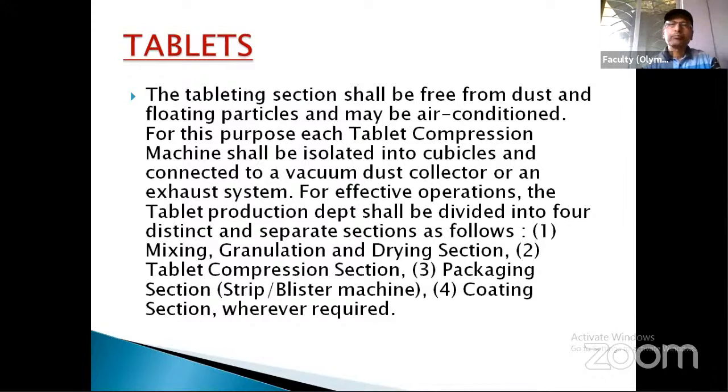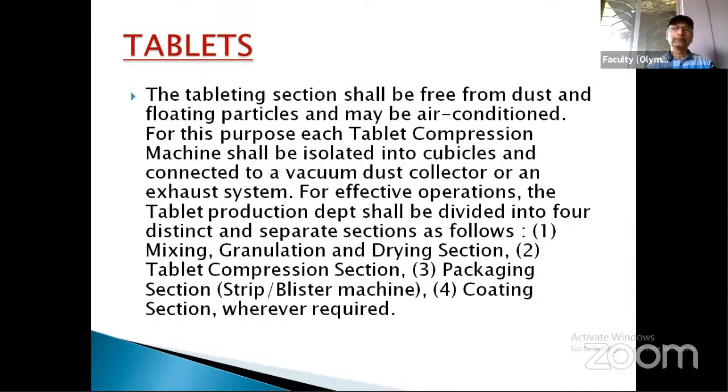So when the tablet is prepared, in the basic manufacturing section of the tablet, you have to see, it is the GMP requirement, that it is free from dust and floating particles. And for that purpose, necessary exhaust, air conditioning, air flowing system, you have to provide. You have to see that no mix-up, no cross-contamination happens there. So you have to take appropriate measures to minimize the chances.